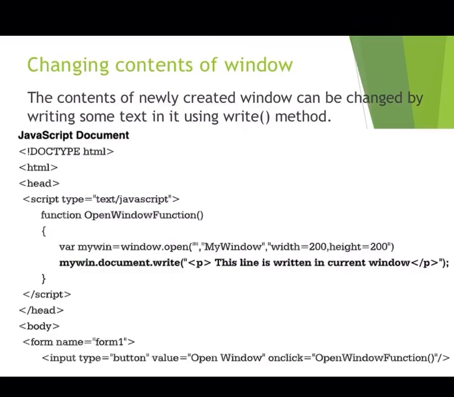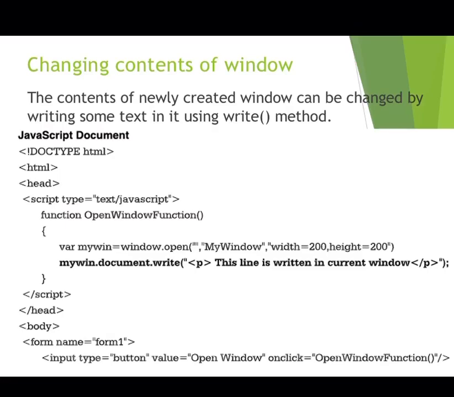So first tag is doctype HTML, then your HTML tag, then your head tag, then the script tag, function name is openWindow function, where the variable name is mywin. So mywin is equal to window.open. First URL we have kept as blank, then name we have given as mywindow, width and height we have set to 200 and 200. So close the bracket.